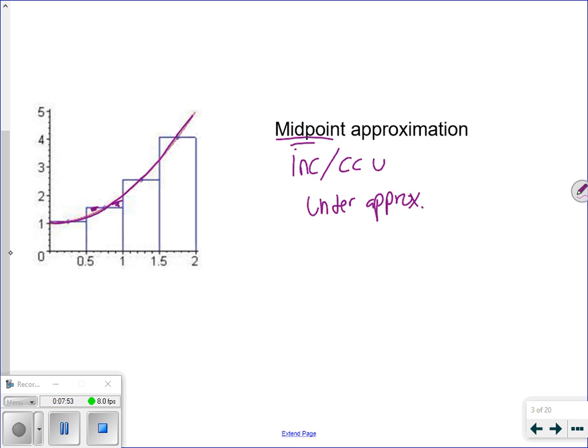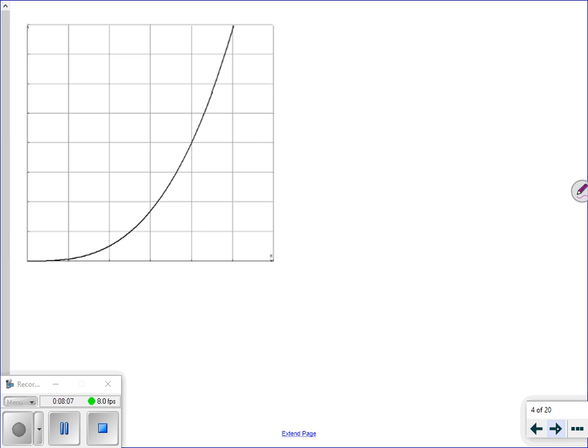But there is one more approximation that we did not talk about that we're going to finish up with today, called trapezoidal approximation, which is more accurate than all of Riemann's. So it's pretty cool. Let's think about it. Okay. Let's look at this function. Trapezoidal approximation is just like Riemann sum, but instead of using a rectangle, we're using trapezoids.